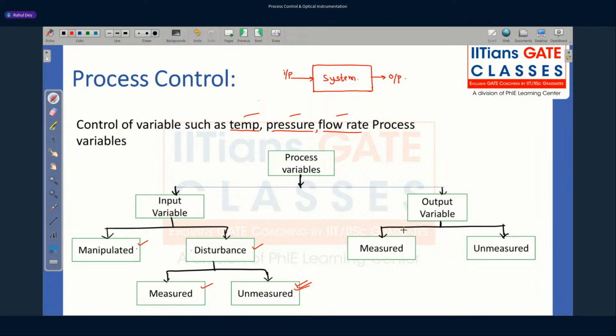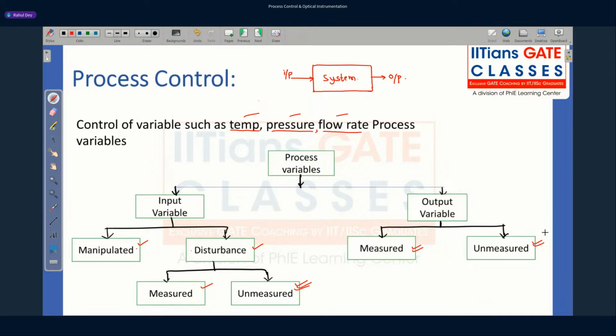Now output is simply classified into two parts: measured and unmeasured. All the variables which we can measure are known as measured output variables. And those variables which we don't measure, or which we don't need for our process parameters, are known as unmeasured output variables. Okay.